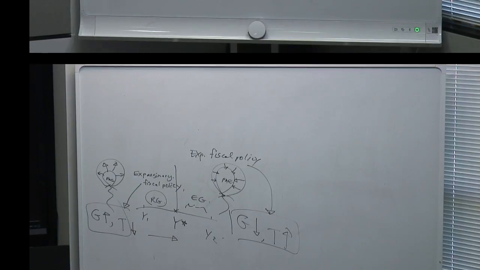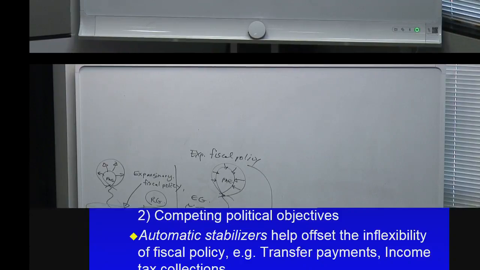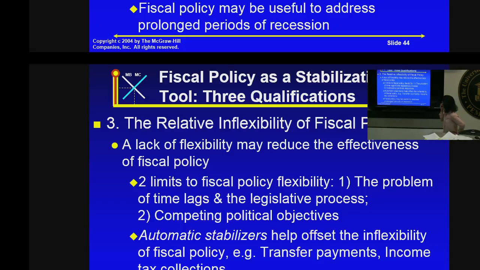Okay. There is one disadvantage of using fiscal policy, other than the one we discussed that was known as the crowding out problem. So what is it? There are 2 limits to the fiscal policy.